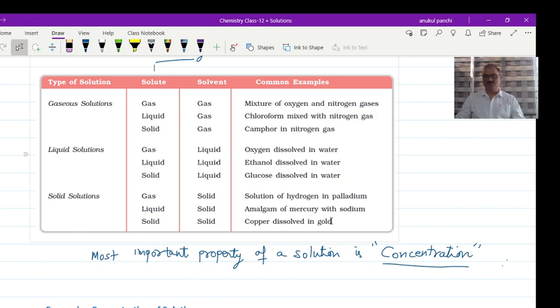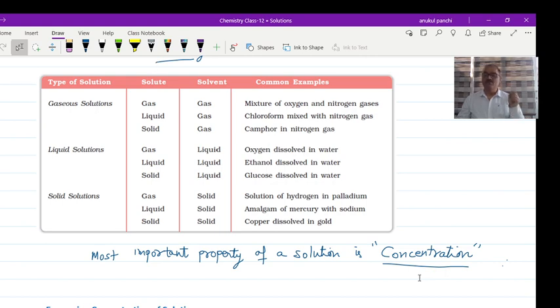Now let us come to solution. In the case of a solution, the most important property you see is concentration. What is concentration? Qualitatively, we call it dilute or concentrated. Dilute nitric acid, concentrated nitric acid. Some things are dilute, some things are concentrated. When we put water into a solution, it gets diluted. So mostly we use this term, but this is very ambiguous. This is not very useful.